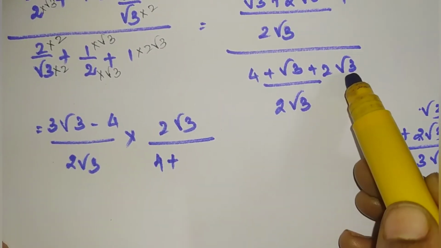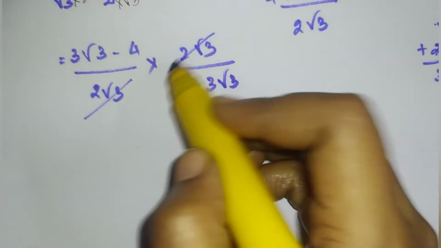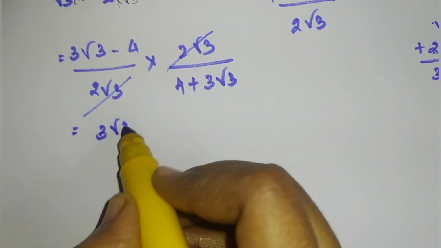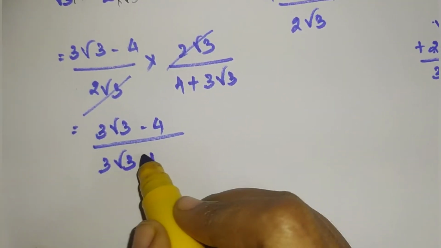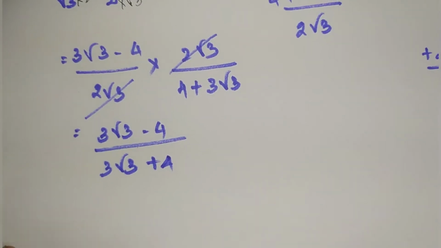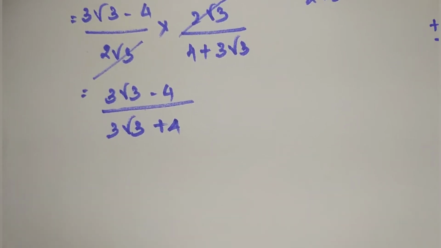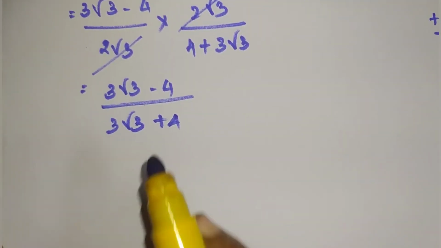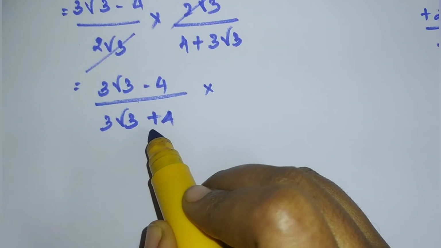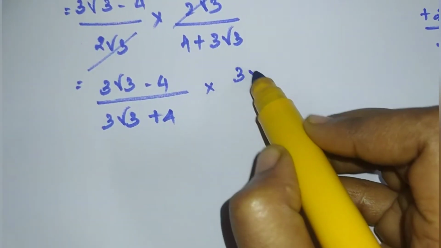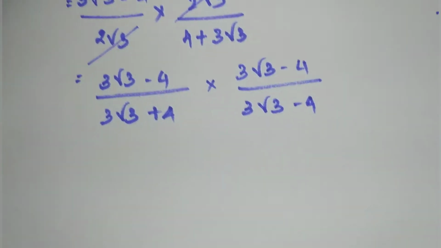Root 3 plus 2 root 3 will be 3 root 3. Here we can cancel this 2 and the remaining is 3 root 3 minus 4 divided by 3 root 3 plus 4. So in the denominator we have a root value, so we have to simplify this by the conjugate method. Here we have positive, so I'm going to multiply with negative divided by minus 4.